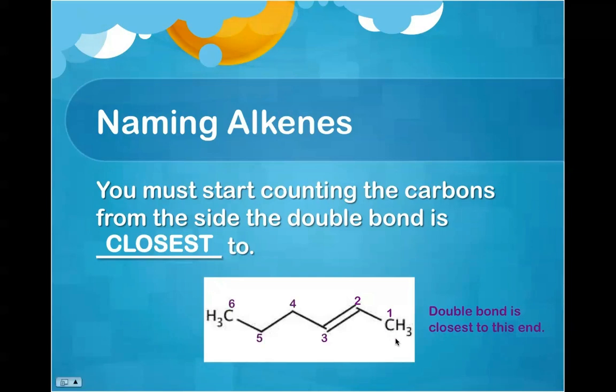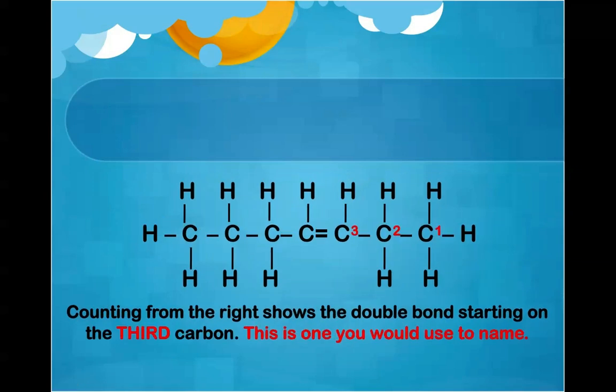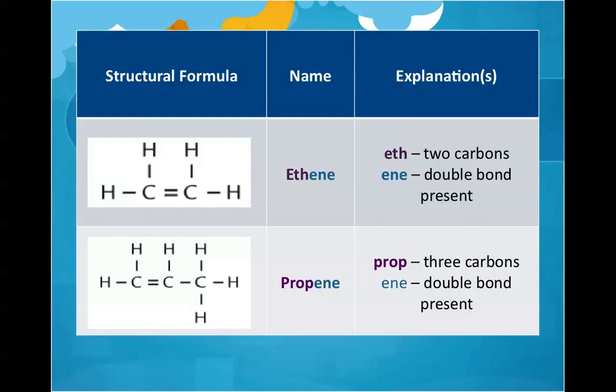So again, instead of the 4 on the double bond, we're going to count right to left. Counting from the left shows that the double bond is starting on the 4th carbon. However, counting from the right shows the double bond is starting on the 3rd carbon. This is the one that we want to use to name. While this image isn't in your note packet, it is simply to further illustrate that point about always checking from both directions so we can discover which way we need to number.